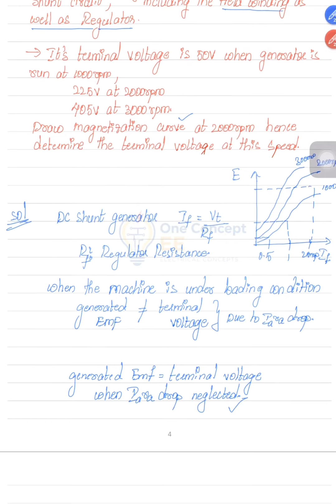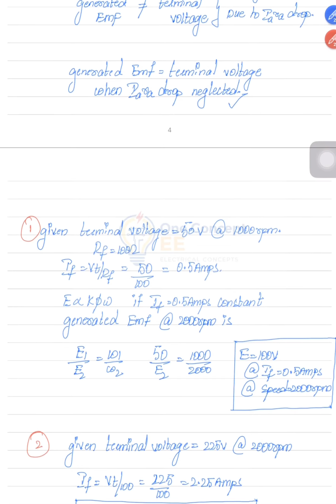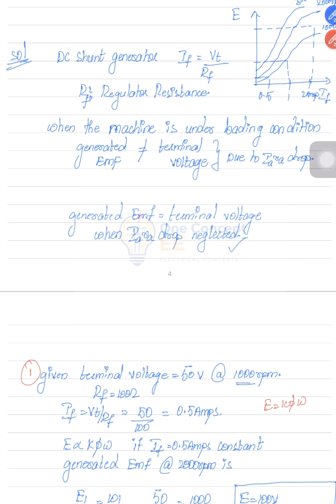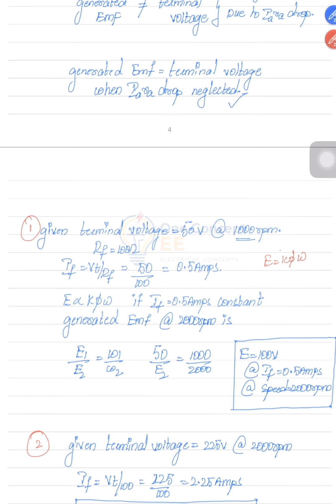Now we come into the topic. Suppose the terminal voltage is 50 volts at 1000 rpm. We already know E equals K into phi into omega. Here I am making the field current constant. They gave the terminal voltage at 1000 rpm on this curve, and I want to find this particular voltage. K is a constant, omega is not a constant, phi is constant here, since I am making the field current constant.